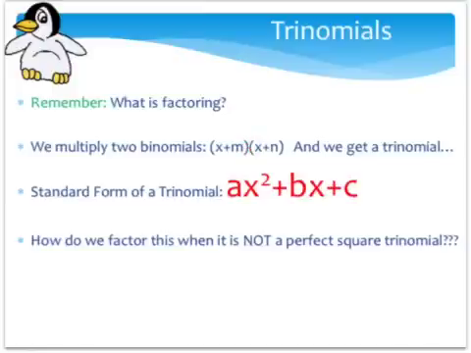Whenever we're looking at a trinomial, standard form is going to be ax squared plus bx plus c. So a, b, and c are all constants, and then we have our quadratic term and what we call our linear term. Now, how do we factor these when they're not perfect square trinomials? This is the question because we haven't looked at this yet. You may remember some of this from Algebra 1, but we're going to review.